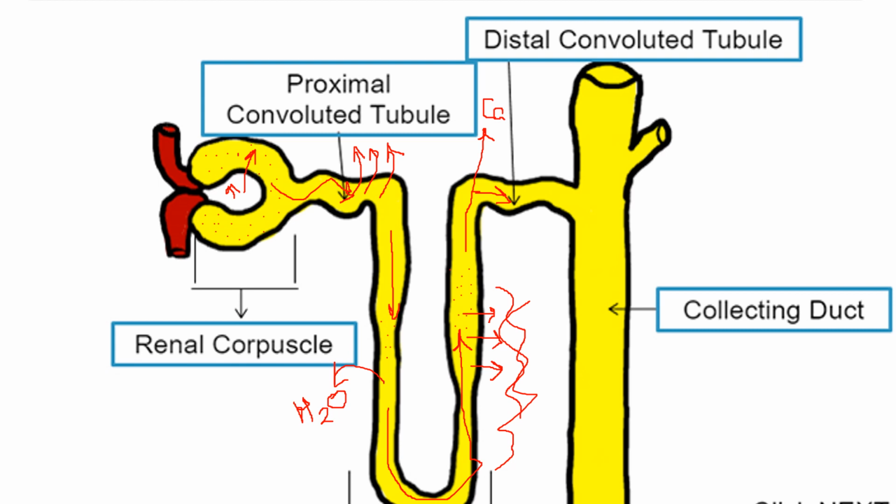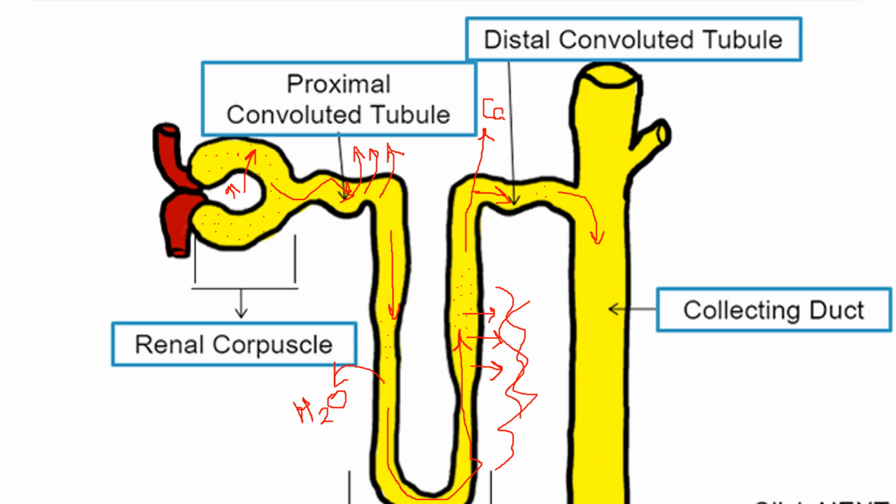Now all of the amount of salt and water and important substances like glucose and amino acids is reabsorbed and mixed up in our blood. Means now the portion of filtrate that is moving toward the collecting duct only contains eliminating substances or waste substances which our body does not need.